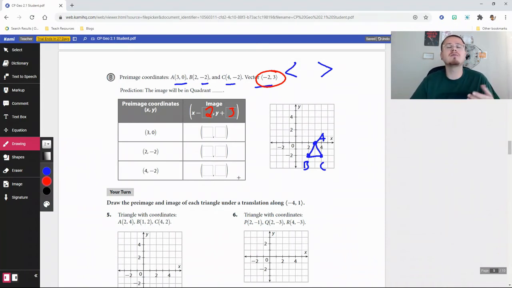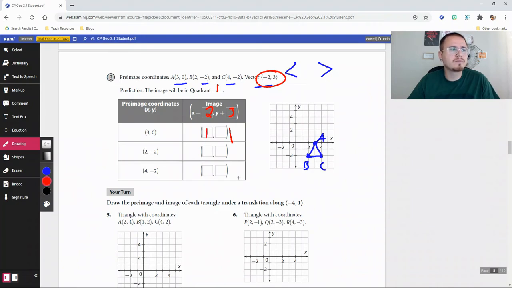Some math teachers will just be like, well, just teach them the rule. You guys got to be able to visualize it, because I might not want you to do the math. I just want us to know how it's going to be. So you could be like, well, if I can see that everything's going to move 2 and up 3, that this will still be in quadrant 1. That's my prediction.